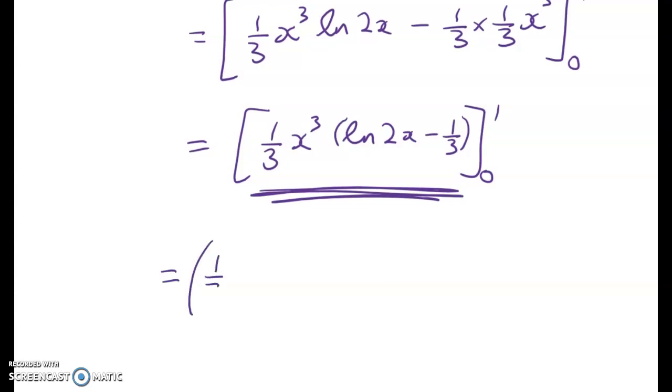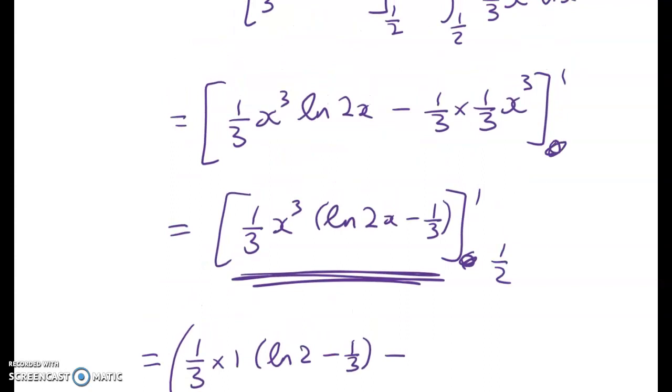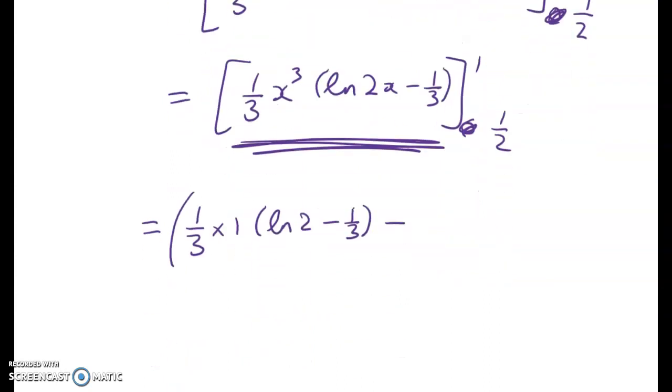So we're going to have 1/3 times 1 times the natural log of 2 minus 1/3 minus, oh, that's not 0, sorry, that limit's 1/2. Clearly haven't had enough coffee yet.